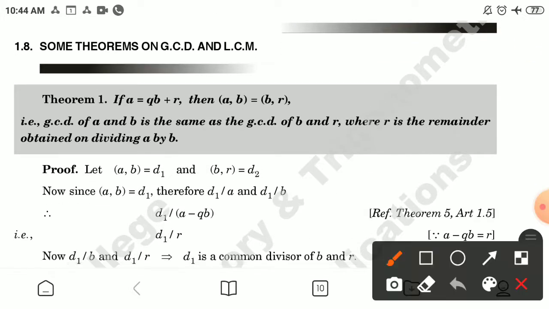Now some theorems on greatest common divisor and least common multiple. Theorem first: if a = qb + r, then the greatest common divisor of a and b is equal to the greatest common divisor of b and r. Or restating, the greatest common divisor of a and b is the same as the greatest common divisor of b and r, where r is the remainder obtained on dividing a by b.